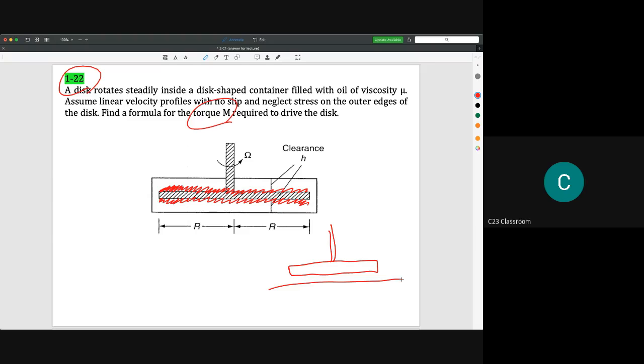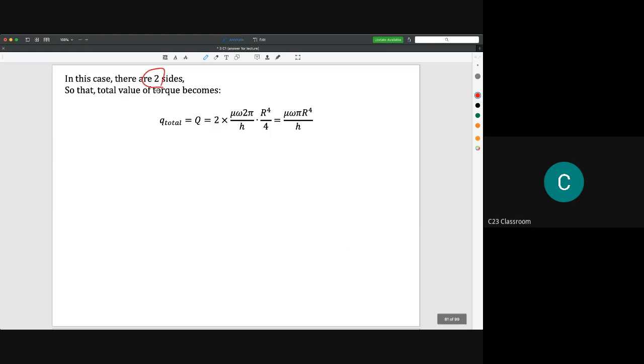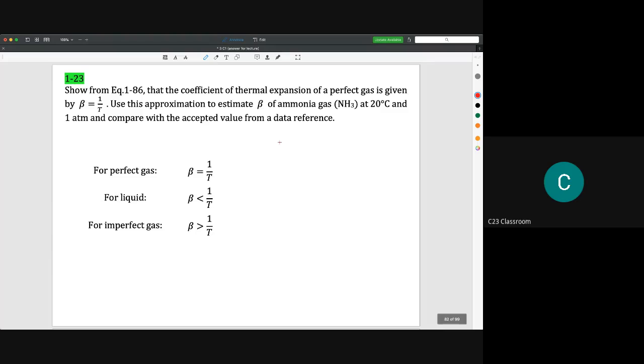So we have this one, and we are talking about the rotation of it. This is a circular disc, so it rotates at a certain rotational speed. When you're dealing with rotational speed, please make sure that you convert the linear speed to the rotational speed. The relationship is U is equal to R omega. Then you could integrate both sides, and you will get the equation for the torque of the rotating disc, and then we need to multiply by 2 because there are 2 surfaces. That's the idea of this one.